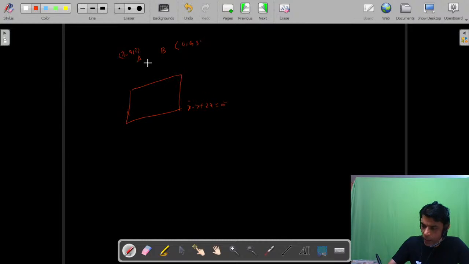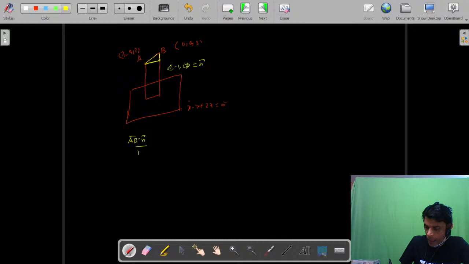Now you want this one, so I'll take the projection. This is just perpendicular, you draw this one. If I resolve AB along this, which is 1, -1 and 2, call it n. So if I write AB dot n over mod n, then I get this one.